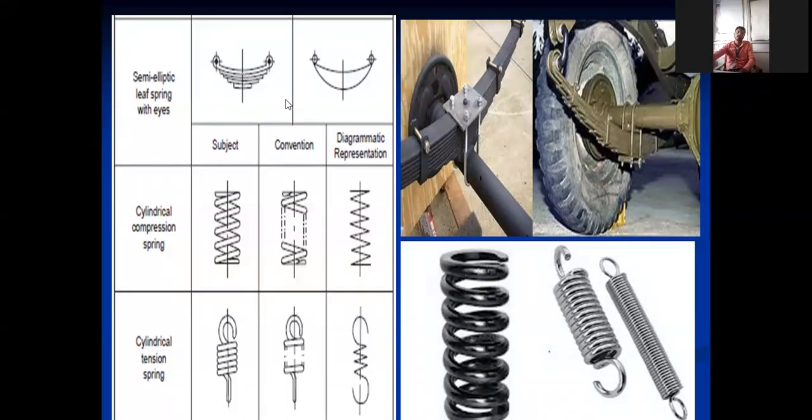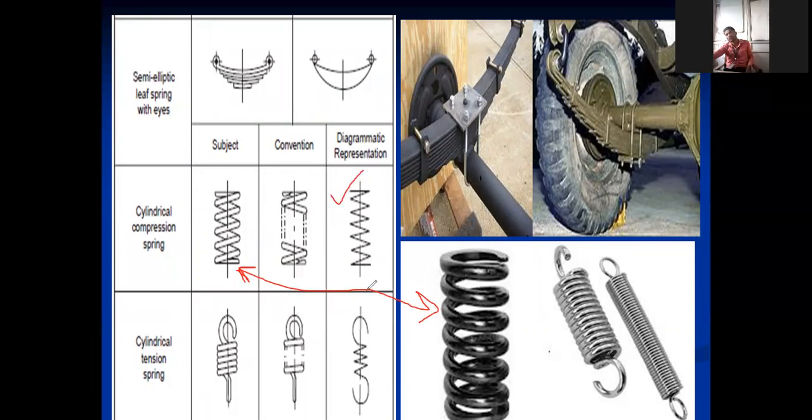Now further, after leaf spring, let's go further. Cylindrical compression spring. It is very famous, you might have seen it many times. So this one, black color, is a cylindrical compression spring. It is shown something like this. And this is the symbol of the cylindrical compression spring.